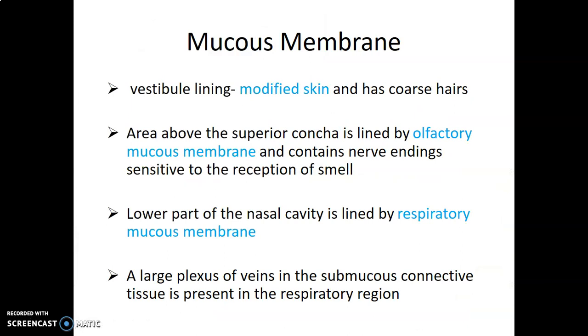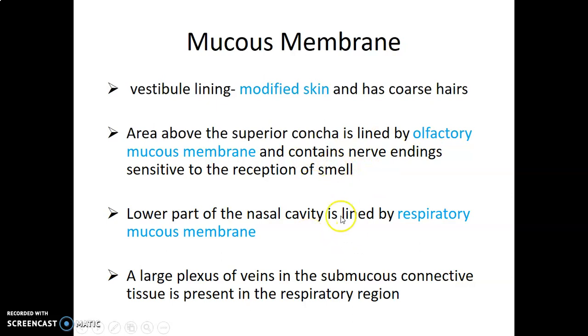So the nasal cavity is lined by mucous membrane. Towards the vestibule, the anterior part of the nasal cavity, it's actually stratified squamous epithelium and the presence of coarse hair. So it's skin with coarse hair. And then as you go above the roof of the nose, above the superior concha, you have olfactory mucosa. This olfactory mucosa contains olfactory nerve cells that are able to perceive smell.